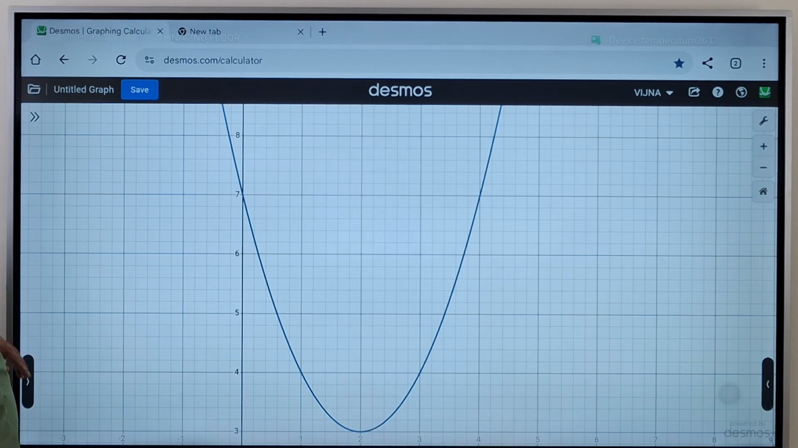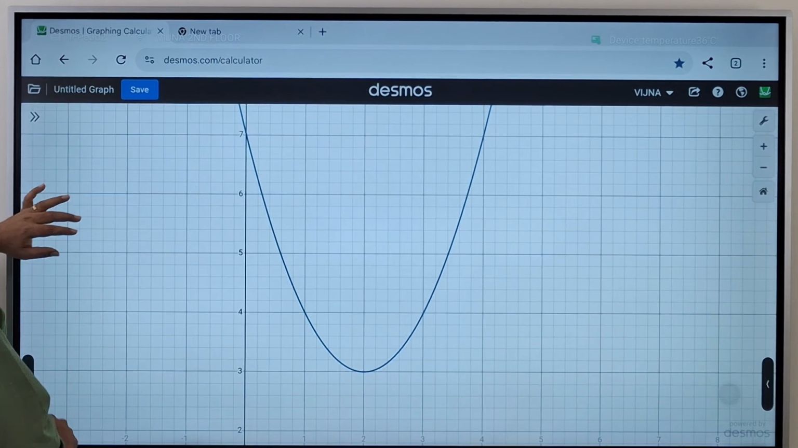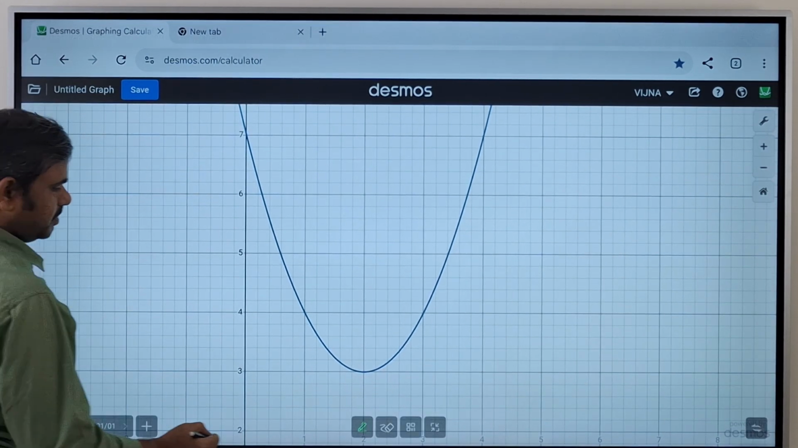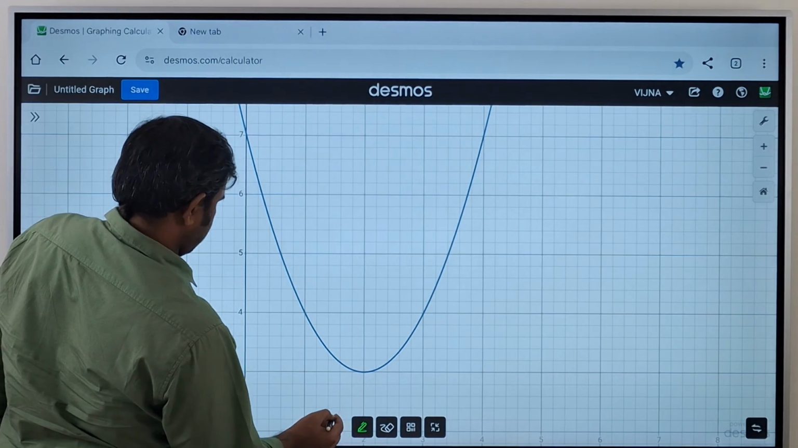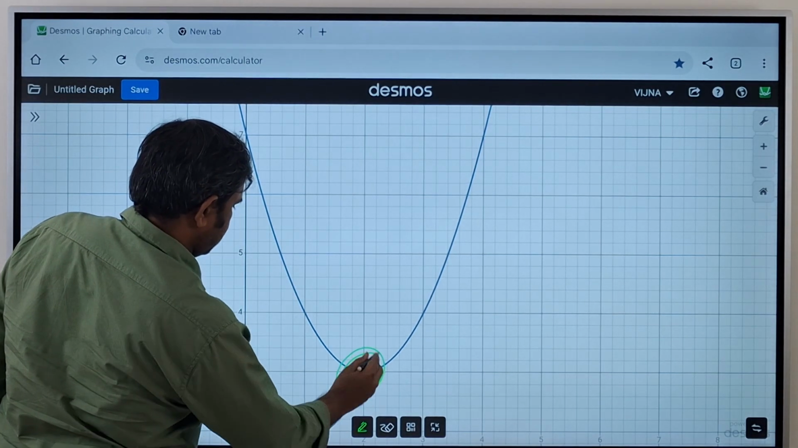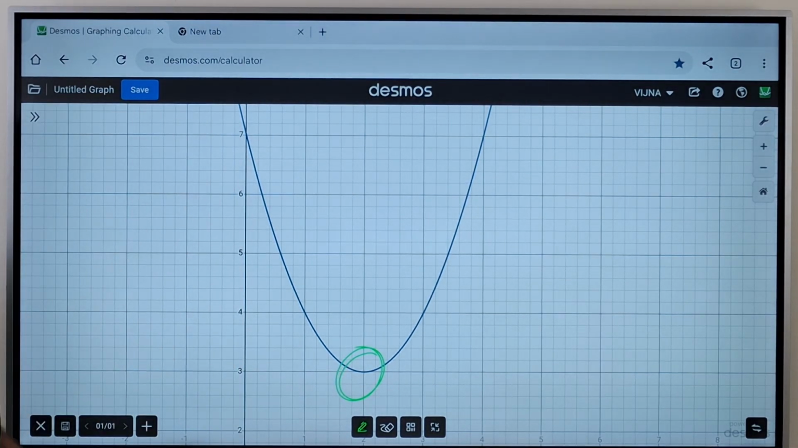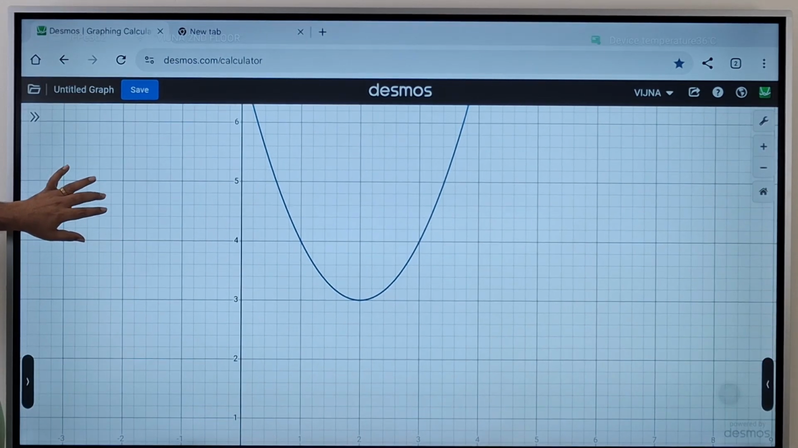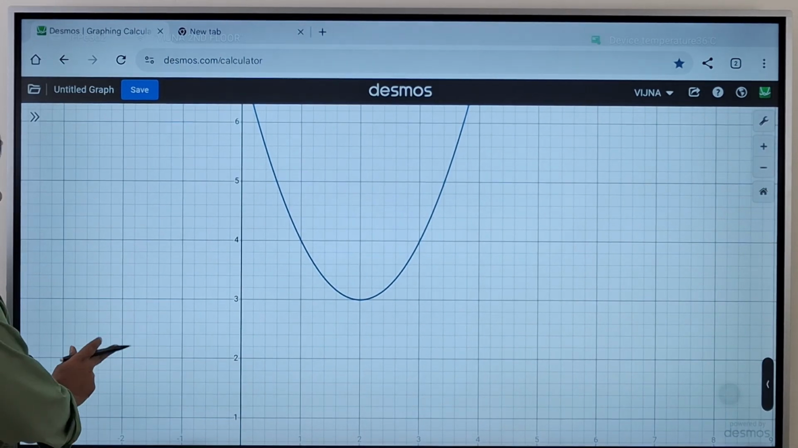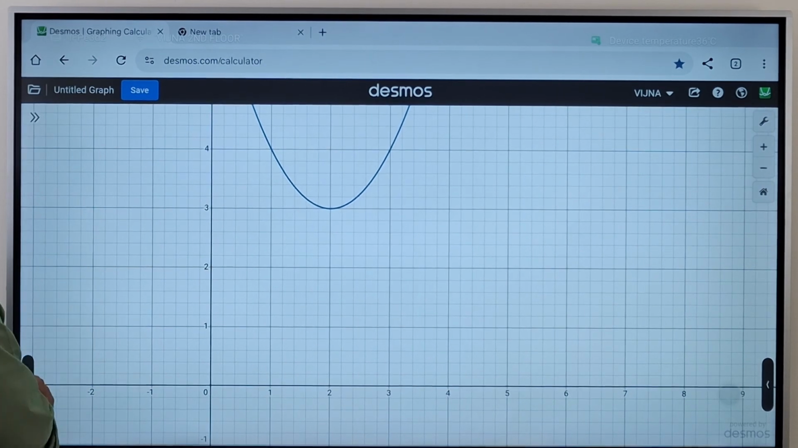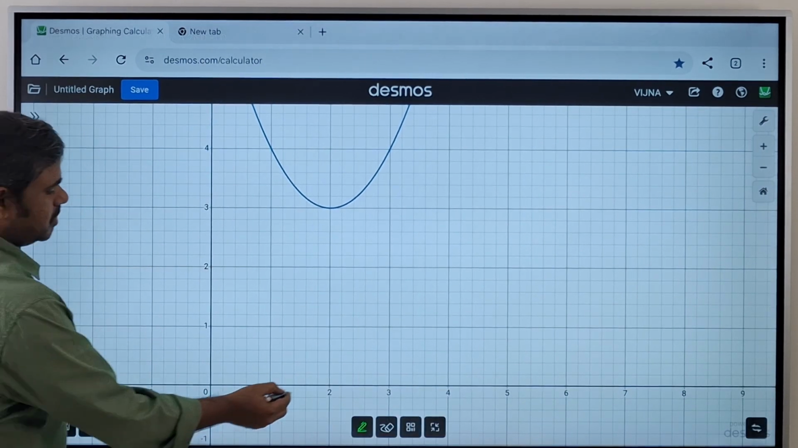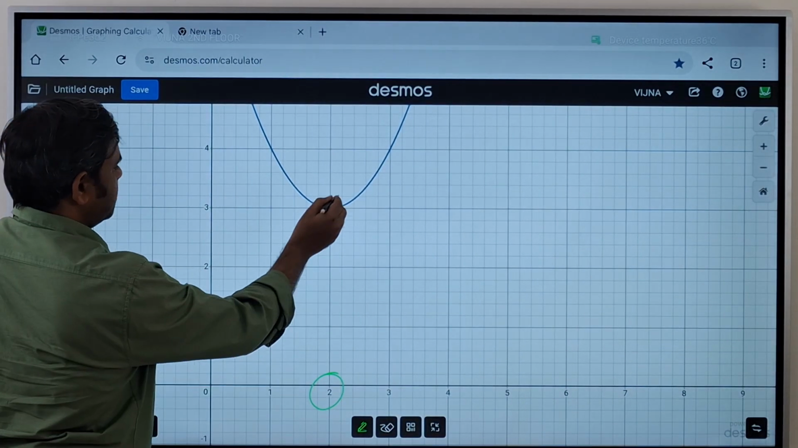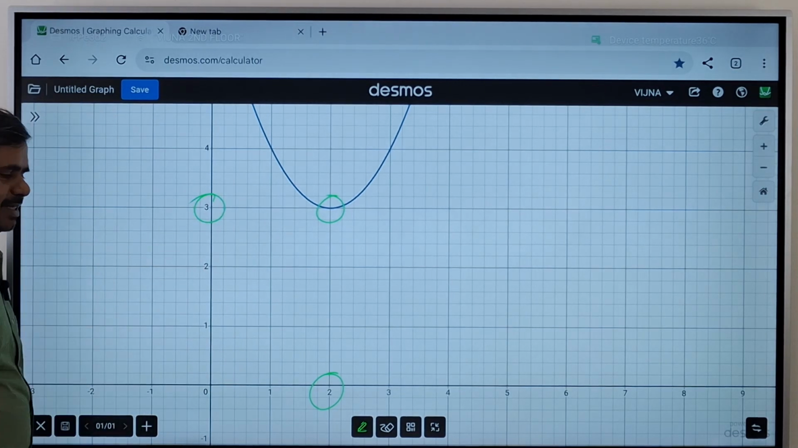And the graph becomes minimum. y becomes minimum at 3. The minimum value of y is 3. At what value of x does y become minimum? At x is equal to 2, right? At x is equal to 2, y becomes minimum. The minimum value of y is 3.